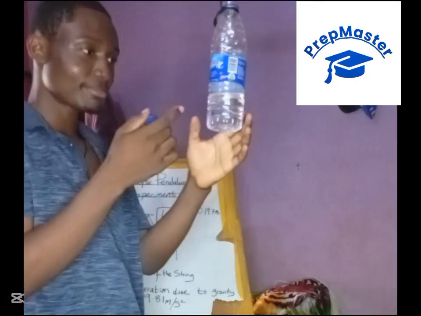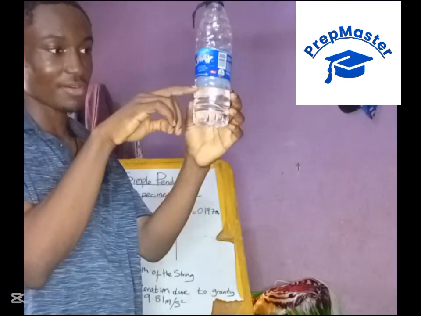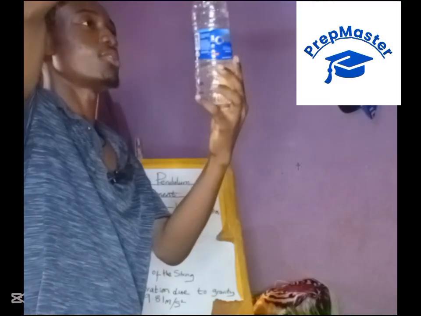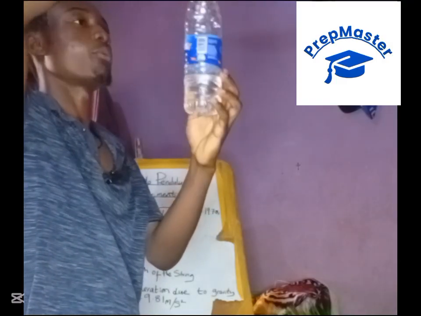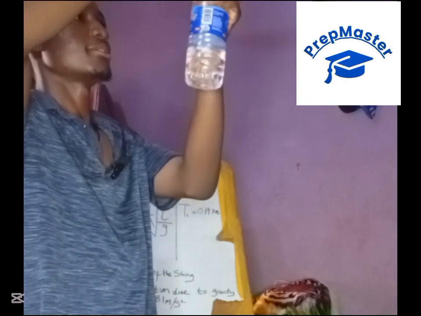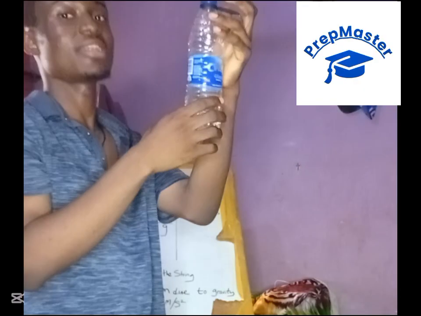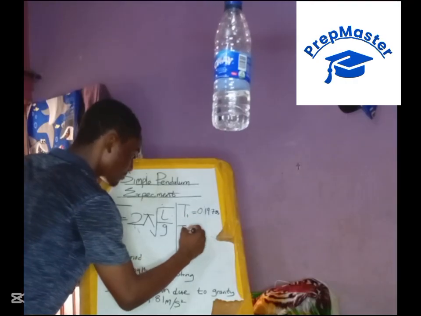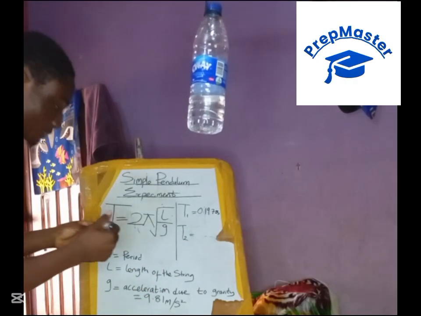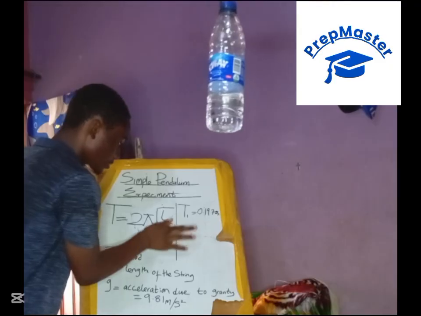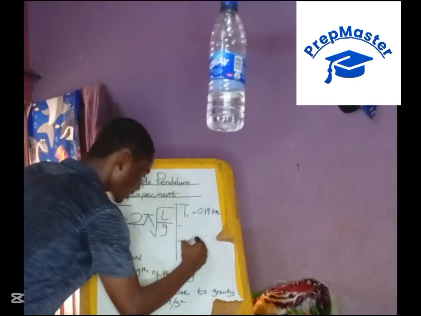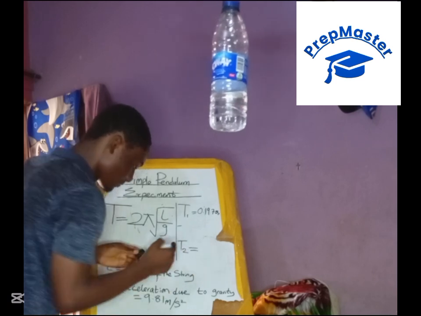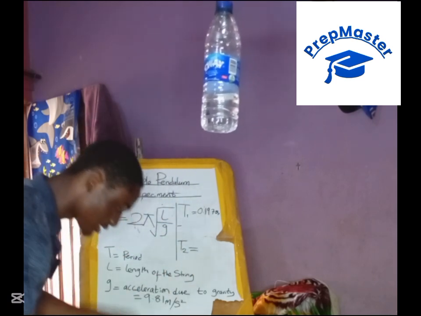Now I've increased the mass. You can see that the mass of water is now somewhere around here. It was previously somewhere below here. So we can then cover the bottle back. And now I want to take another 10 oscillations, and then take another period of oscillation, which we call T2. Let's write it somewhere below here. So T2, okay, like that. And then we'll restart our timer.